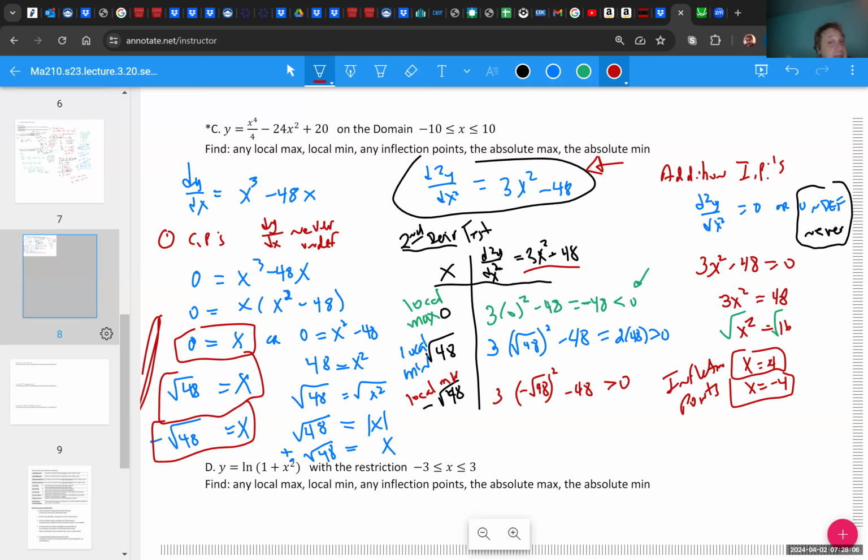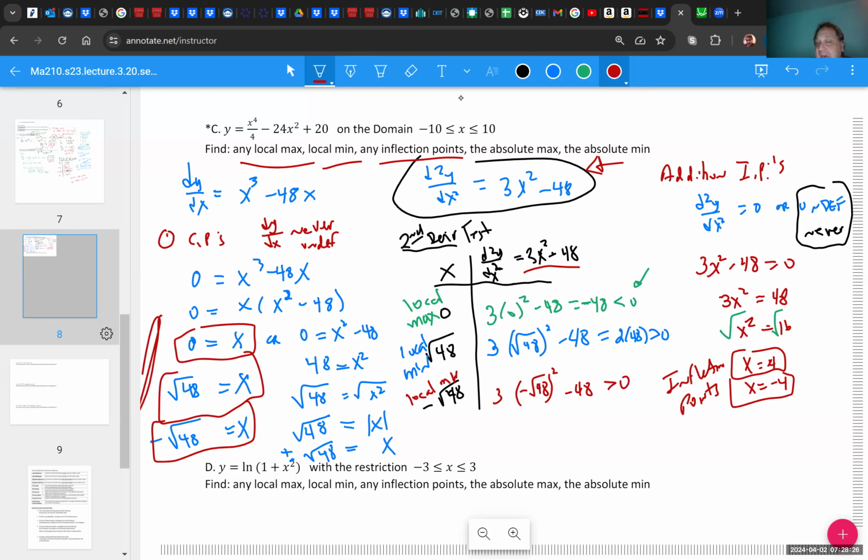All right, so we have a function where we have two local minimums and one local maximum, and we have 2 inflection points. So finding the local max, yes, we did. Finding the local min, yes, we did. Finding inflection points, yes, we did. All right, so we have all those.